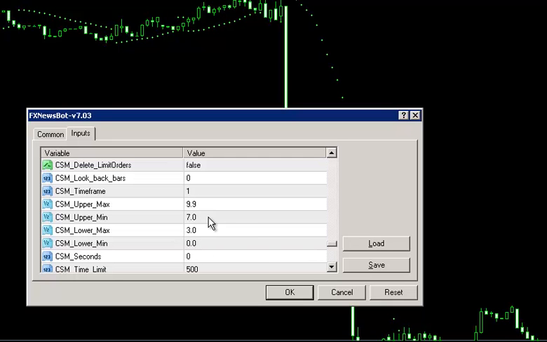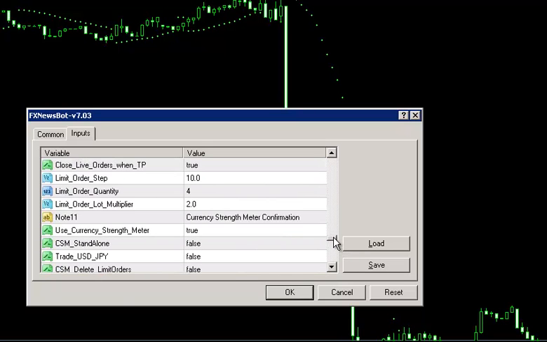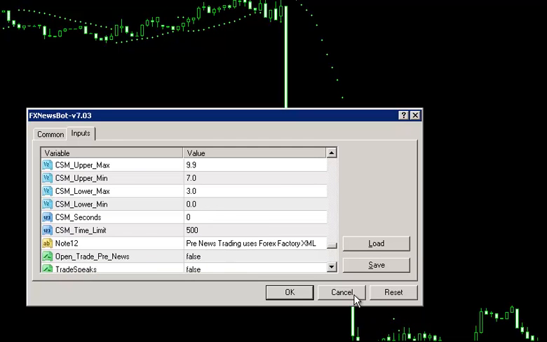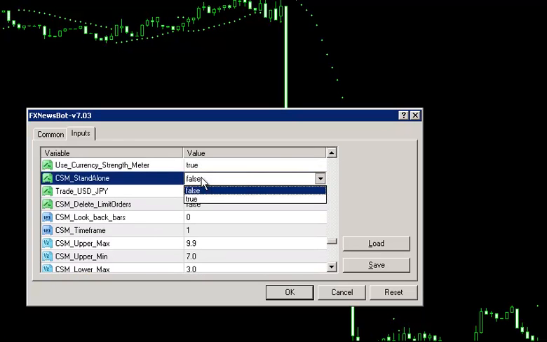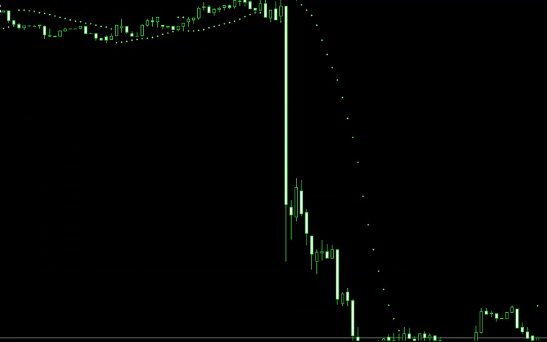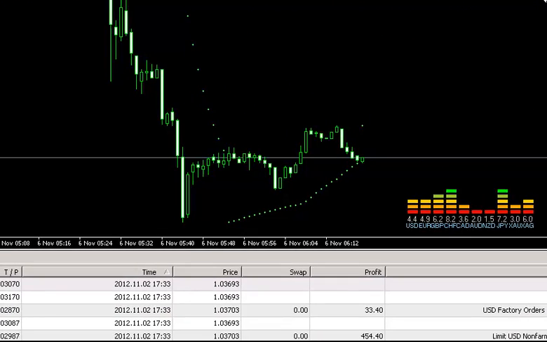Again, you can adjust and customize all that, and there are other inputs in here that I explain in the manual. But when you put on the standalone mode, you can set whatever settings you want in here. Let's go back here: standalone, true, and it tells you it's standalone. So now it's not on news trading, it's only trading the currency meter based on strengths and weaknesses of currencies.